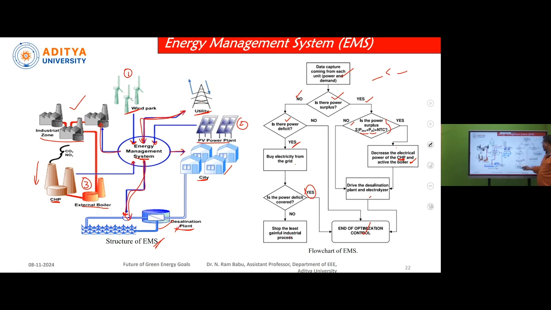If no, that means if there is still a deficit, we will stop the least gainful industrial power. That means we will be cutting off one industrial zone, and after that we will be going for the optimization techniques. So like this, the energy management technique will be going. Ultimately, the desalination plant has the lowest energy consumption, so energy will be given to this plant, which converts the salt water to mineral water.